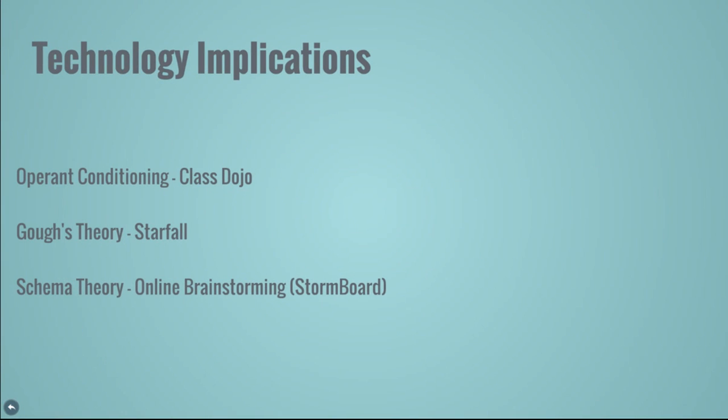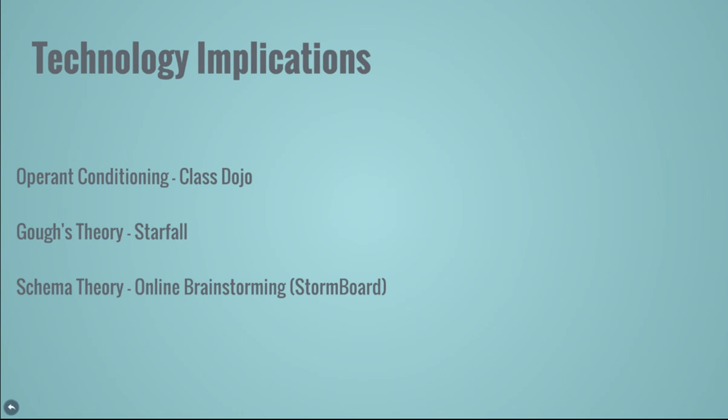What technology implications can we use? For operant conditioning, I found Class Dojo. Class Dojo is something that a bunch of teachers use, and we utilize it every day. But I think it's good for positive reinforcement when we see students exhibiting good reading skills during our reading time or DEAR time. We can add points, message their parents, tell them she's done a great job, he's done a great job, and we can give them tangible markers for them to understand that they have good reading skills.